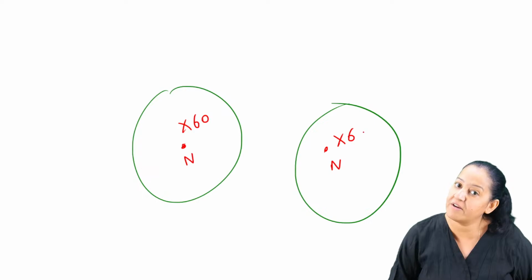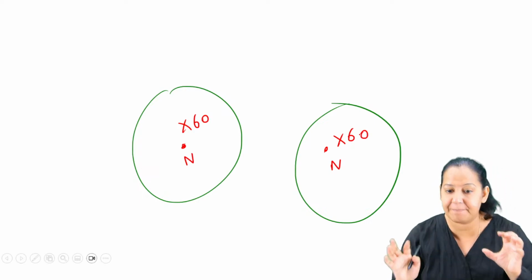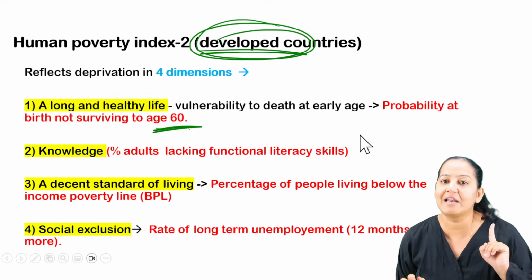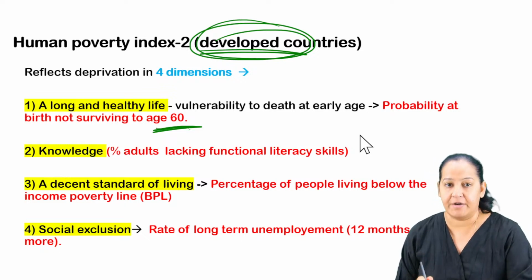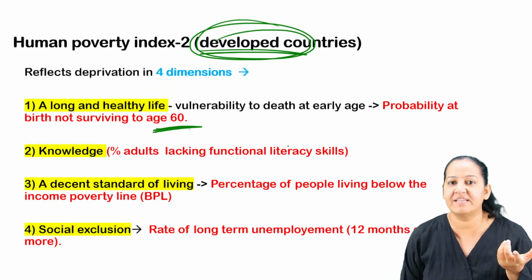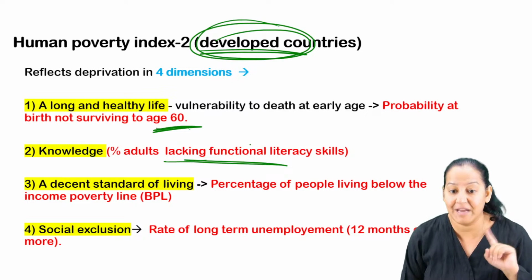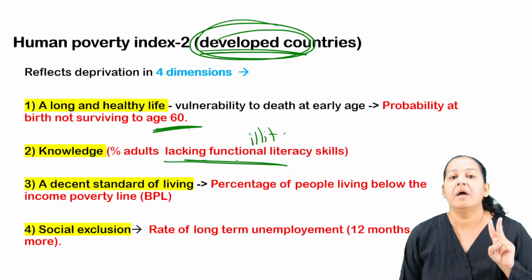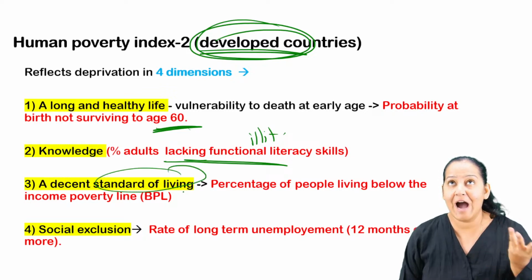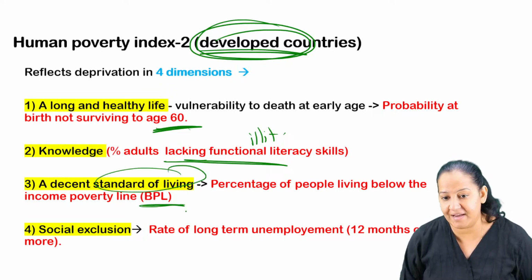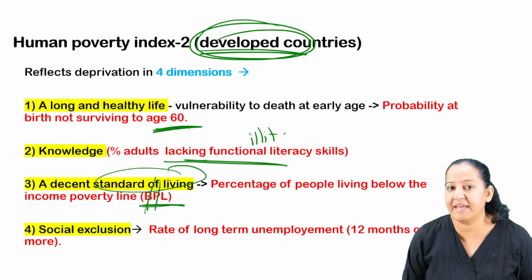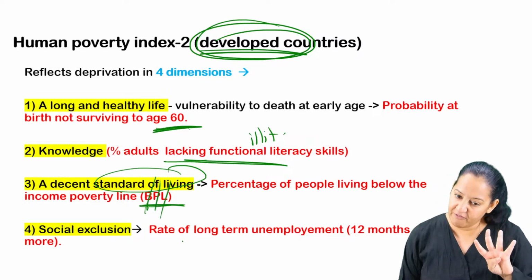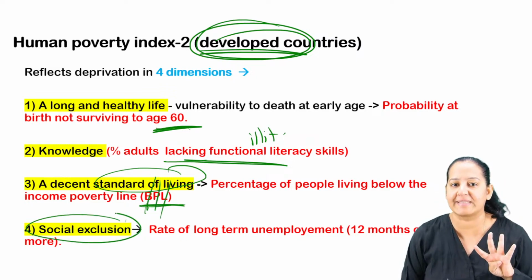What is the chance this newborn will not survive by the age of 60? Compare that percentage, that chance. That is the longevity, number one. Number two, for knowledge, we see the illiteracy rate, lacking literacy. Don't see literacy, see the illiteracy rate. Number three, for standard of living, we see how many people are under BPL, below poverty line. And here we have a fourth criteria also, that is social exclusion.